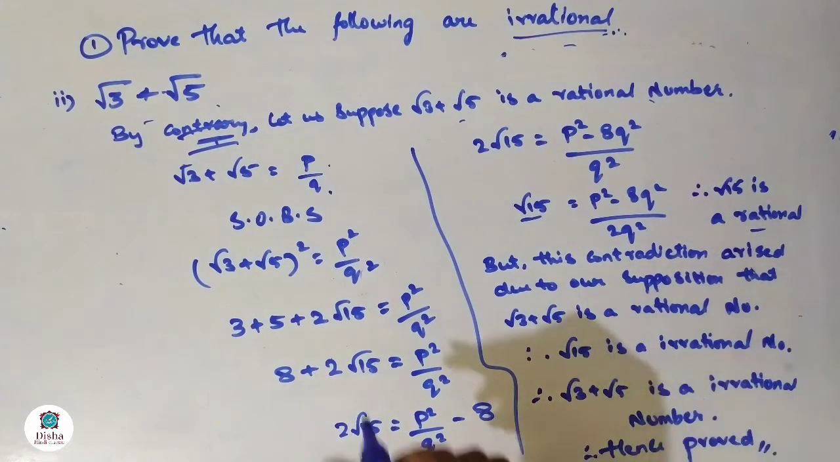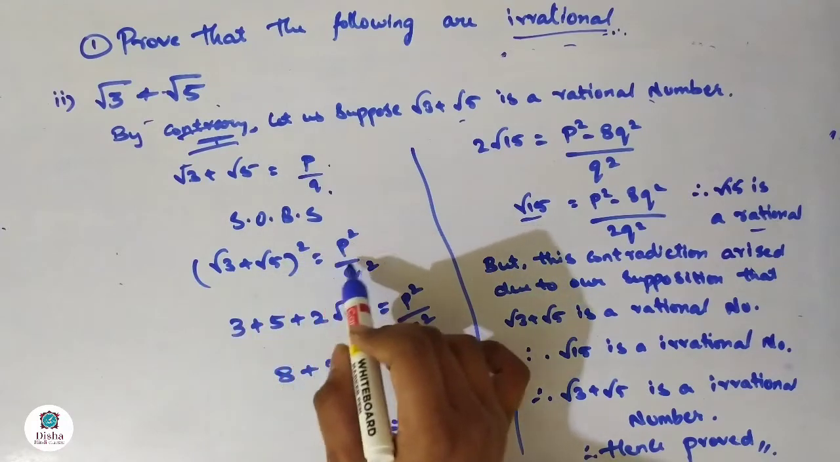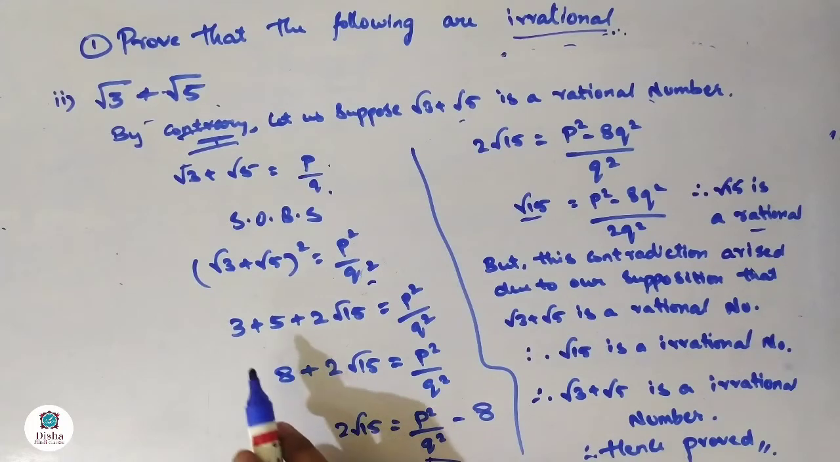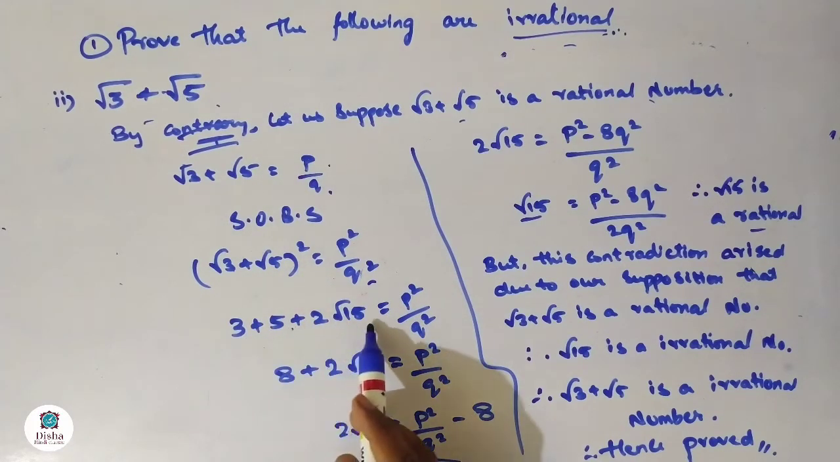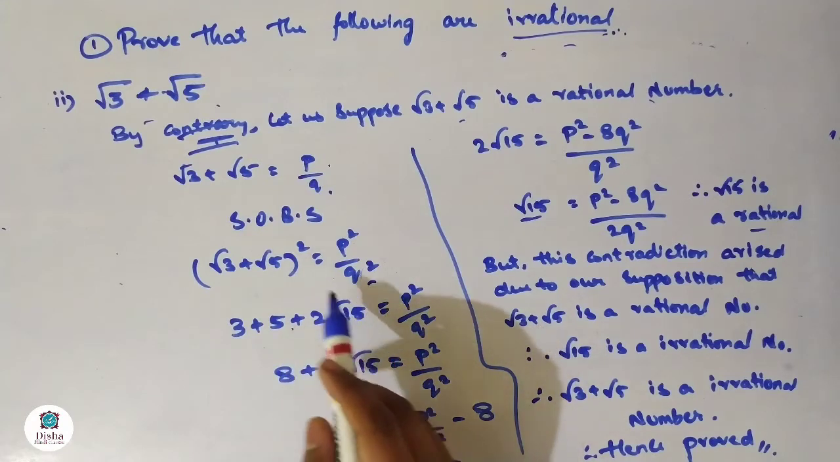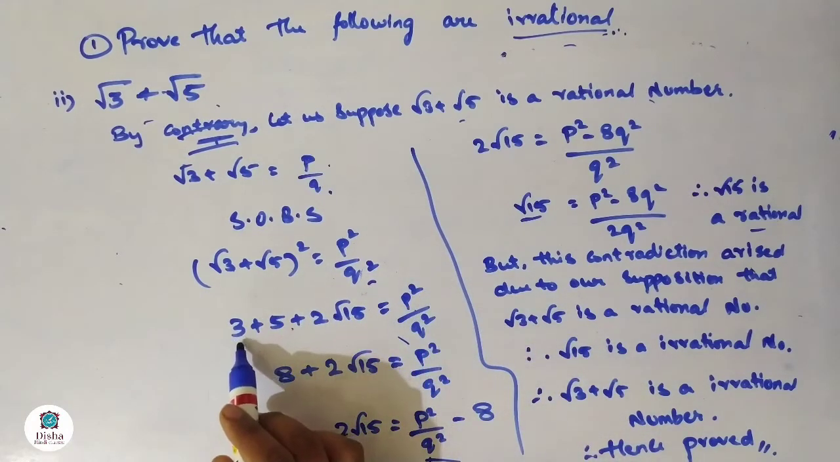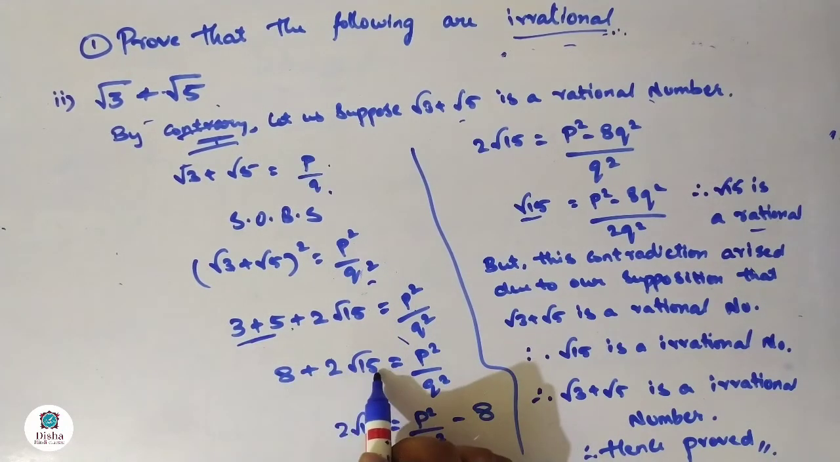So now we are going to solve. SOBS, that is square on both sides, root 3 plus root 5 whole square equals p square by q square. Then the (a plus b) whole square formula, that is a square plus b square plus 2ab. 3 plus 5 plus 2 root 15 equals p square by q square. So now we are adding 3 plus 5, that we get 8, and we have 2 root 15.